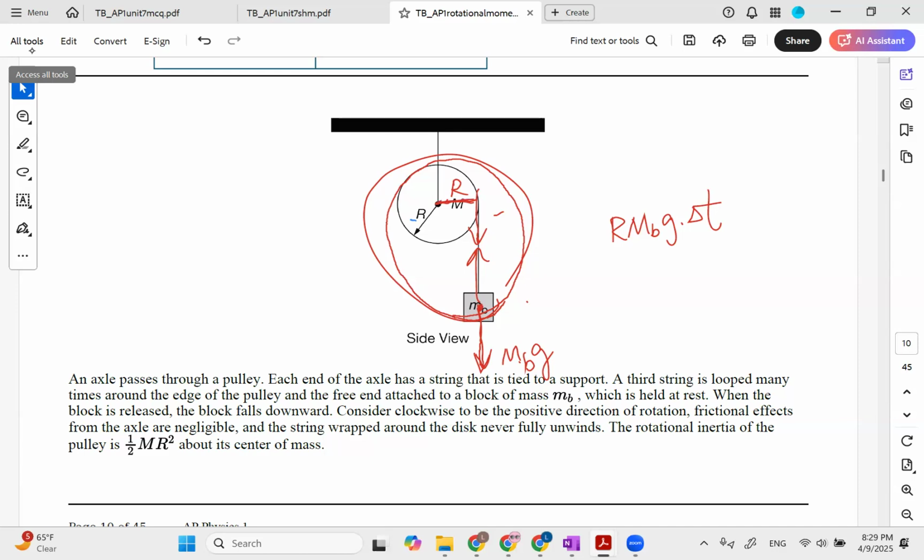Okay. And then the rotational center is here, right? Remember r F sine theta. r is perpendicular to F. That's why this perpendicular arm length has to be the radius. You got it?